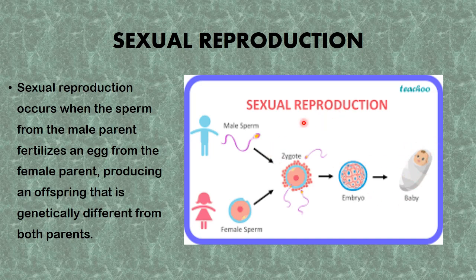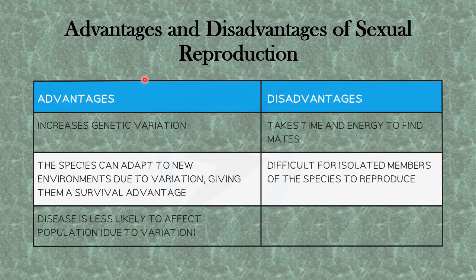As you can see in sexual reproduction, both parents are required. Both male and female parents are required to produce an offspring, and generally the offspring is genetically different from both parents. Now, we're going to be looking at the advantages and disadvantages of sexual reproduction.